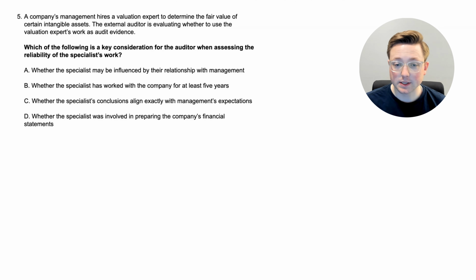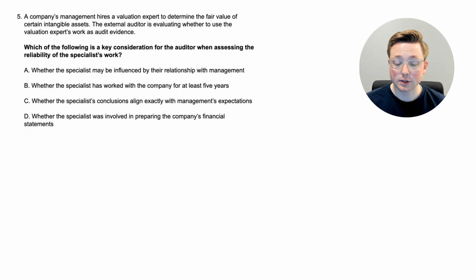A company's management hires a valuation expert to determine the fair value of certain intangible assets. The external auditor is evaluating whether to use the valuation expert's work as audit evidence. So again, which of the following is a key consideration for the auditor when assessing the reliability of the specialist's work? Let's go through the options.